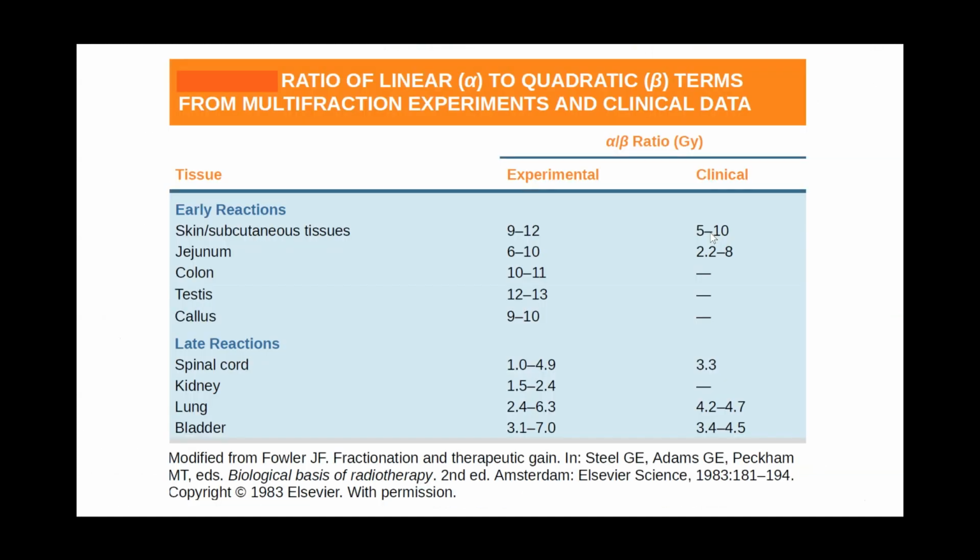So the ratio of alpha and beta, that is the alpha beta ratio, which we have gotten experimentally and clinically, is around 10 for skin and subcutaneous tissue. For jejunum, it's 10 to 8, we can see here. So these are early reacting tissues. The alpha beta ratio is high, while for late reacting tissues it is low, like for spinal cord 3.3, lung 4, bladder 3.